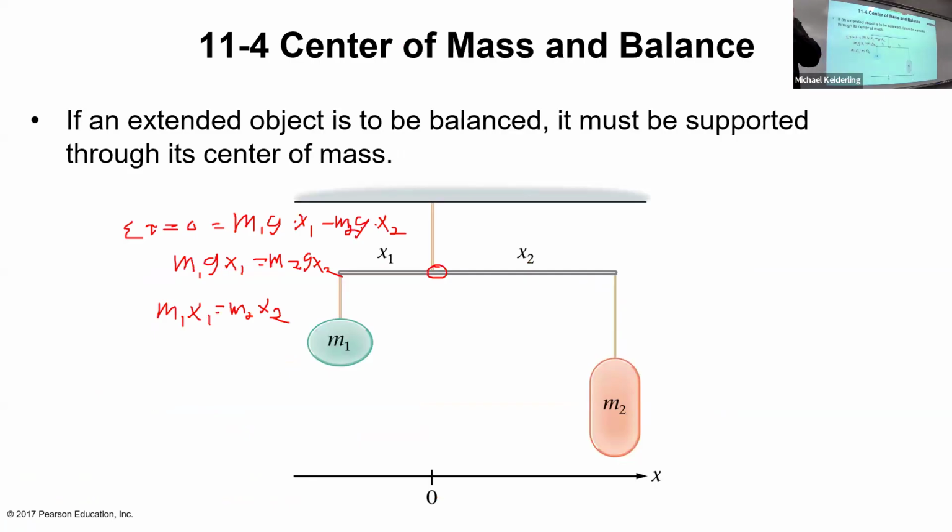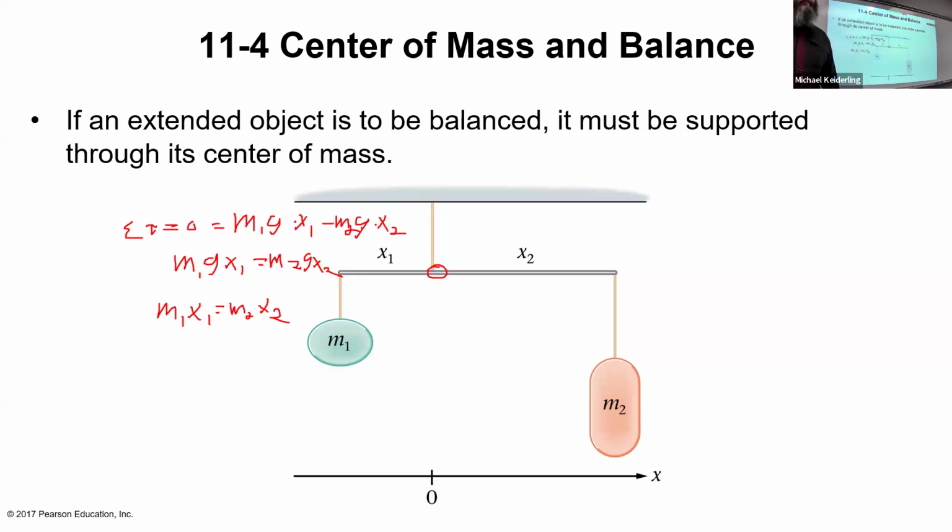Now let's talk about center of mass and balance. So things balance at their center of mass. So if an extended object is to be balanced, it needs to be supported through its center of mass. And this works out, because torque at the balance point equals 0. And that turns out at the center of mass, m1g x1 plus m2g x2 equals 0, where x1 is negative and x2 is positive. So you get this balanced situation.